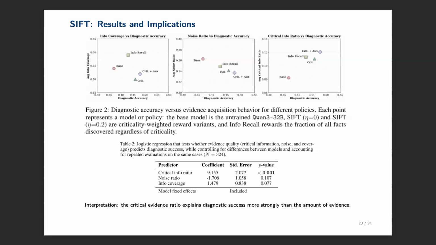So the key result is simple. Evidence quality matters more than evidence quantity. They show that the ratio of critical evidence is more strongly related to diagnostic success than simply collecting more information. So the takeaway is that a good trajectory should not gather many observations. It should gather the evidence that actually changes the diagnosis.